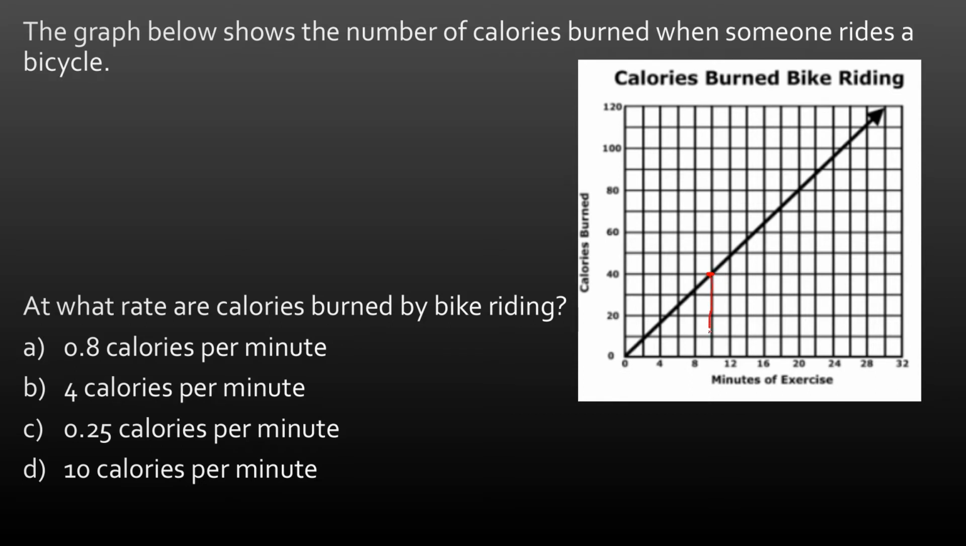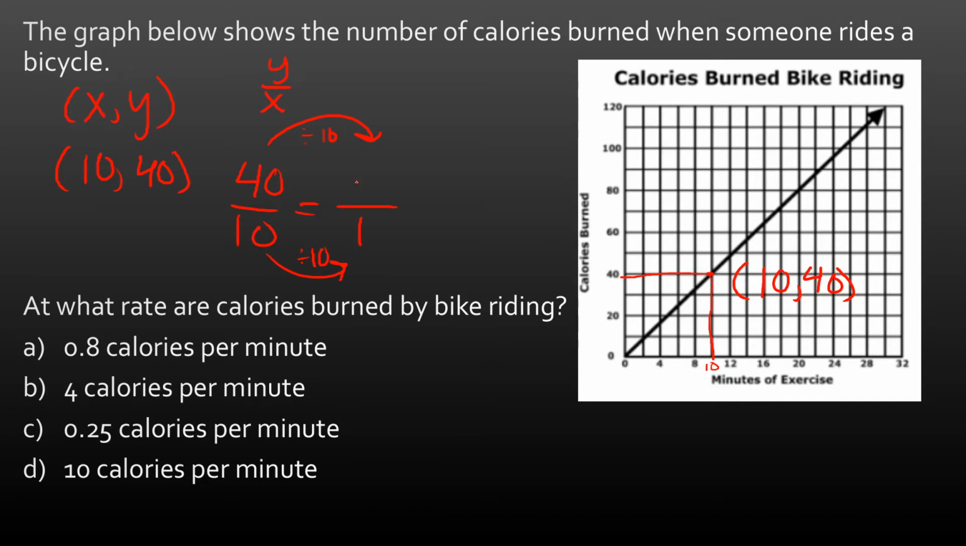So I'm going to follow this point straight down and straight to the left. This is going to be 10 and 40. So this point is 10, 40. Remember, this is my x, y: 10, 40. I want to write it as y over x, which means I would have 40 over 10. Don't forget to reduce it to 1, dividing top and bottom by 10. So 40 divided by 10 is 4, which means I'm going to burn 4 calories per minute bike riding.